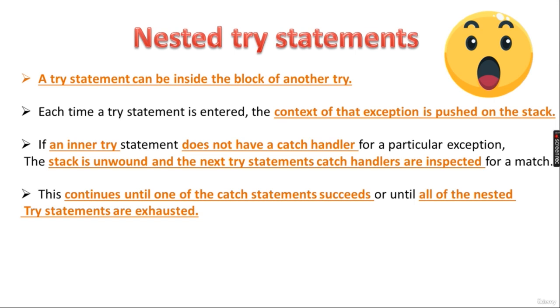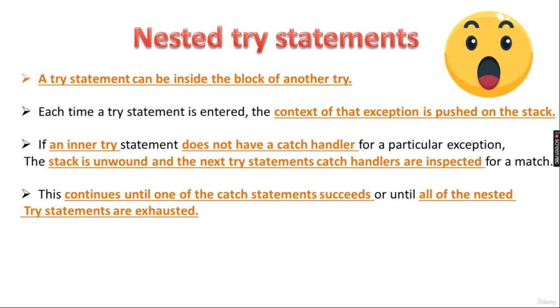Then nested try statements. A try statement can be inside a block of another try. Each time a try statement is entered, the context of that exception is pushed on the stack. So if there are multiple try statements, one inside another, what will happen each time? For nested or non-nested tries, for each and every try statement, the context of that exception is pushed onto the stack. And what is the strategy? First in, last out. Okay.